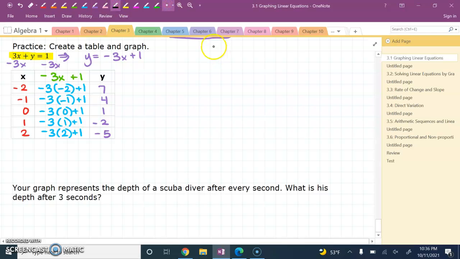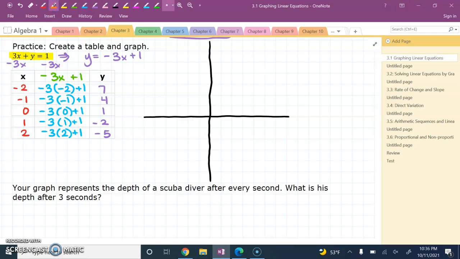So now I'm going to graph. Negative 2 is at 7, way up there. Negative 1 is at 4. 0 is at 1. 1 is at negative 2. And 2 is at negative 5. So you should see a straight line again, though. This one, however, is going down over time. So this would have a negative slope, which we kind of saw when we had that negative 3 in front of the x there.